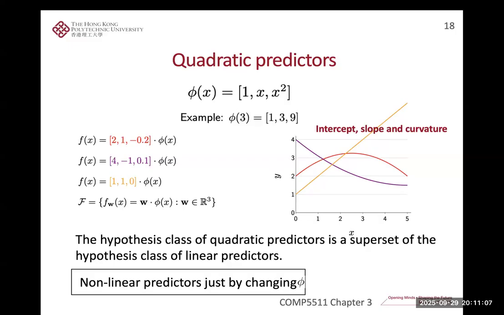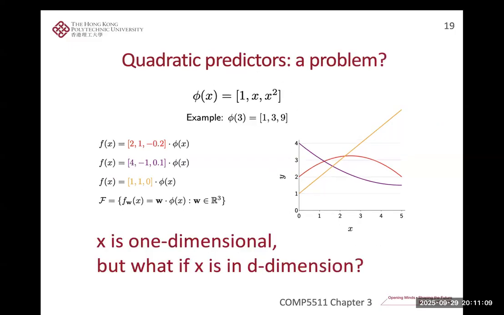This is what we call quadratic prediction. Here x is just one dimension, and we just add x squared as our feature. But what if x has two dimensions, three dimensions, four dimensions? How many terms do we need to add to this feature extractor? What's the complexity? If x is d dimensional, it will be d squared, right? To deal with these nonlinear features.